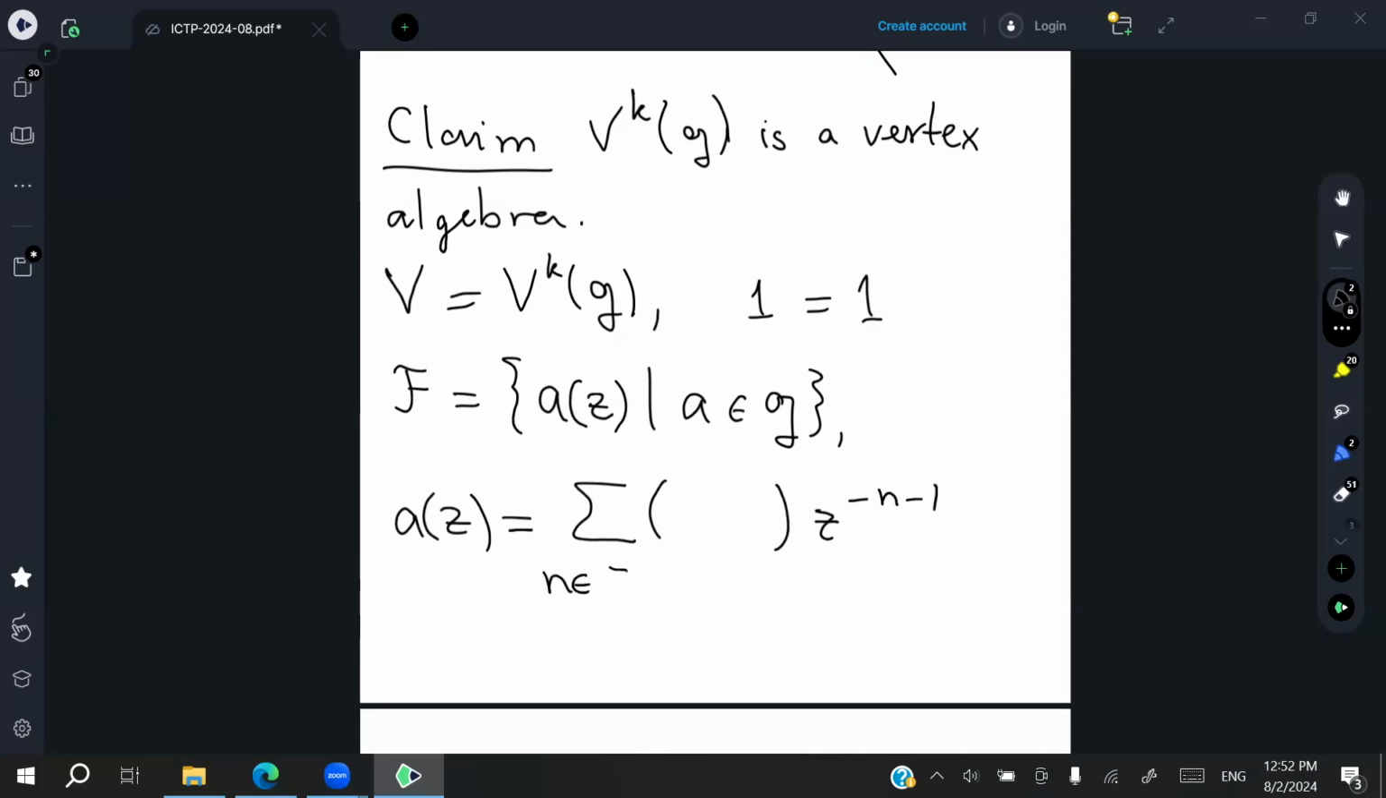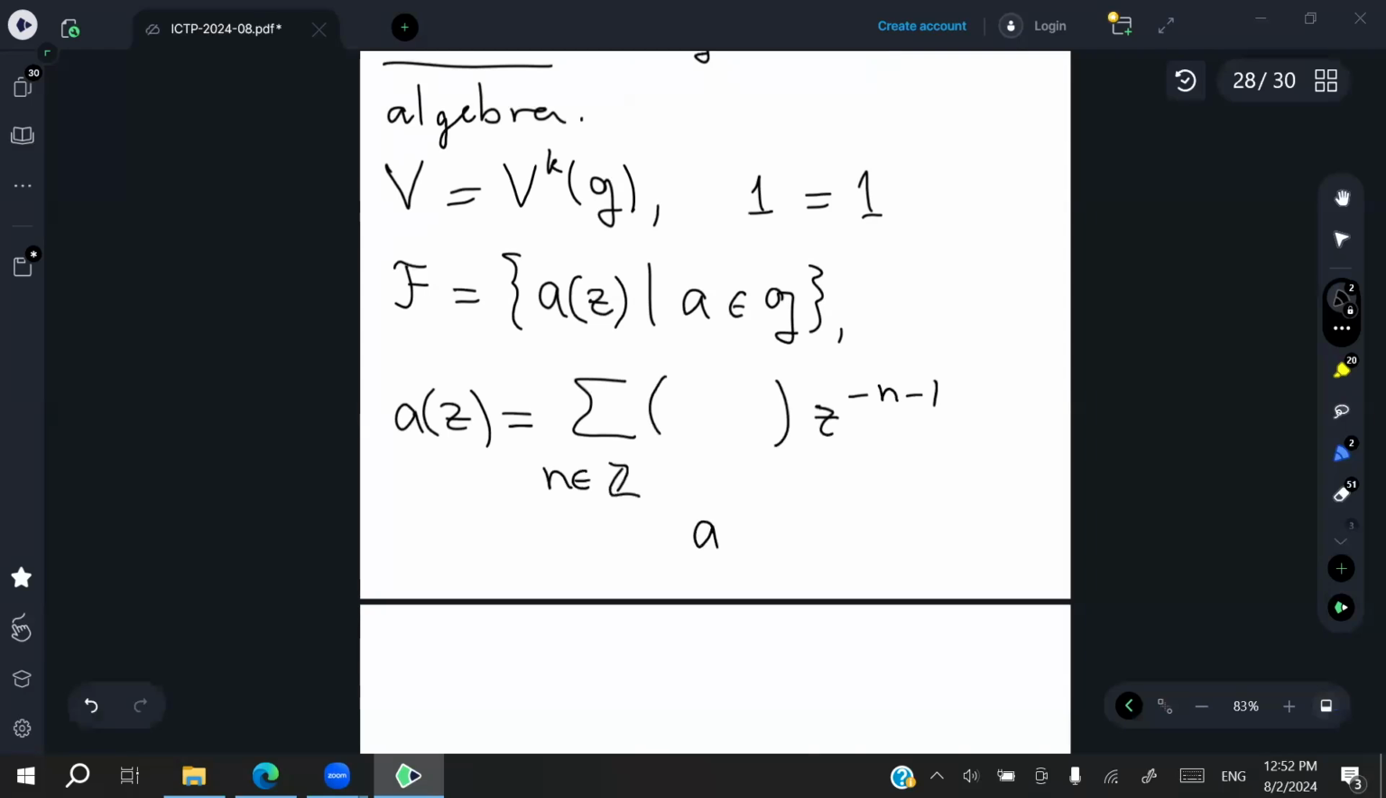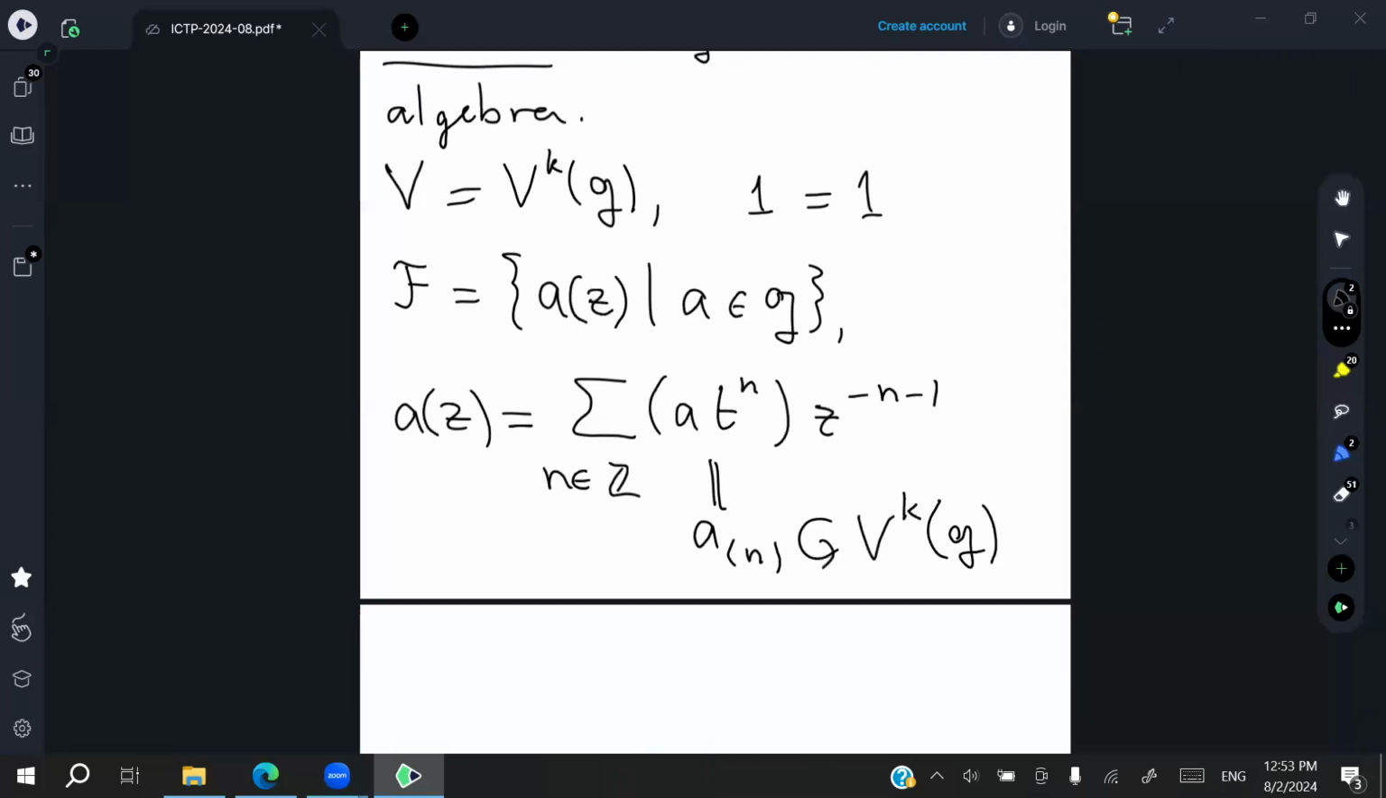n runs over the integers, and the nth coefficient, A sub n, is going to be the operator A t to the n, okay? So this acting in our representation Vk of G, okay? So we have one of these power series for each element in G. Claim, they're all quantum fields.